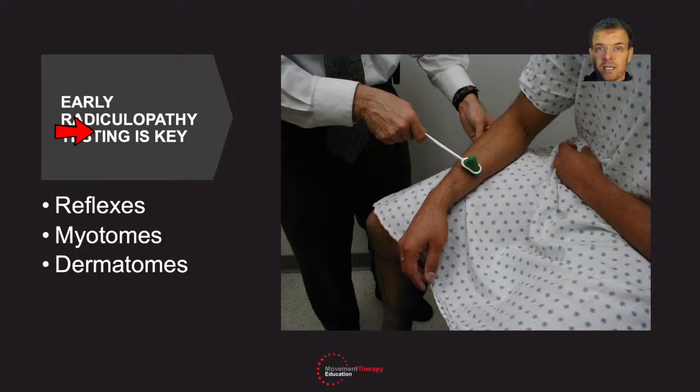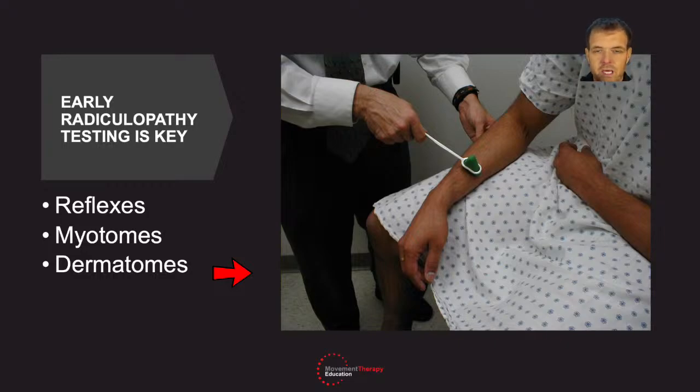So radiculopathy is a loss of reflexes, loss of strength, loss of sensation. Okay, so we need to test those. We need to test reflexes, test strength, test sensation. And if there's a deficit, then we need to get that person seen as quickly as possible. And they will usually be scanned pretty much straight away.